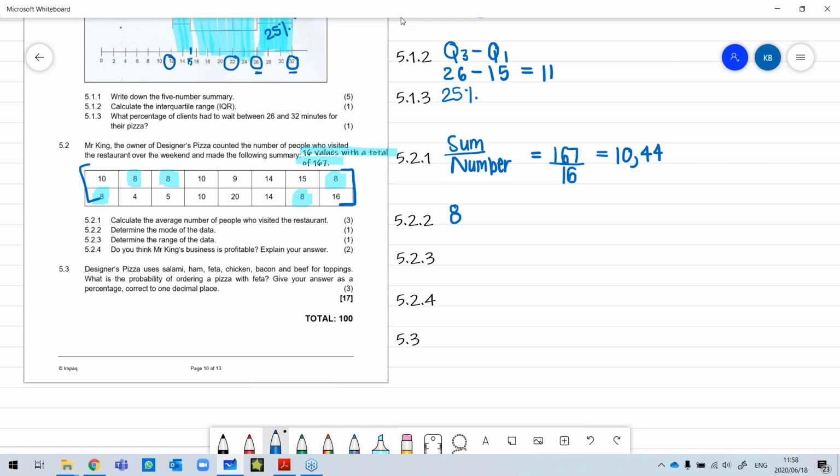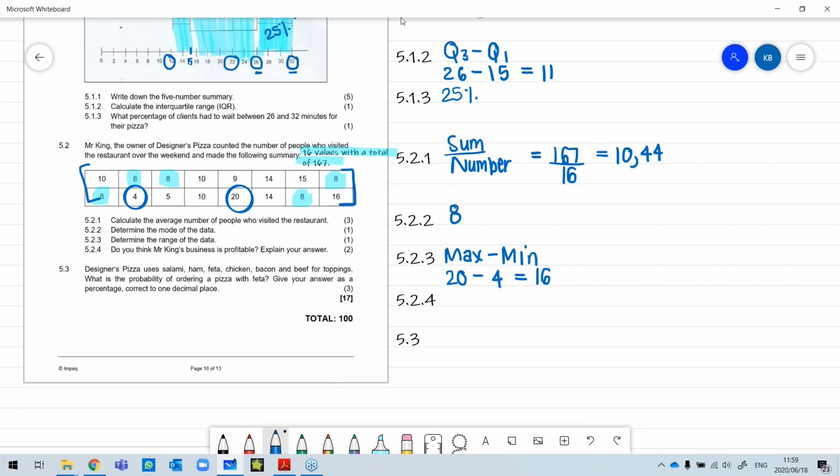Question 5.2.3, determine the range of the data. So your range is your maximum minus your minimum. And in this set, once again, if you arranged your data from small to big, you would have easily seen that 20 is your largest value and 4 your minimum value. So 20 minus 4 means that my range is 16.